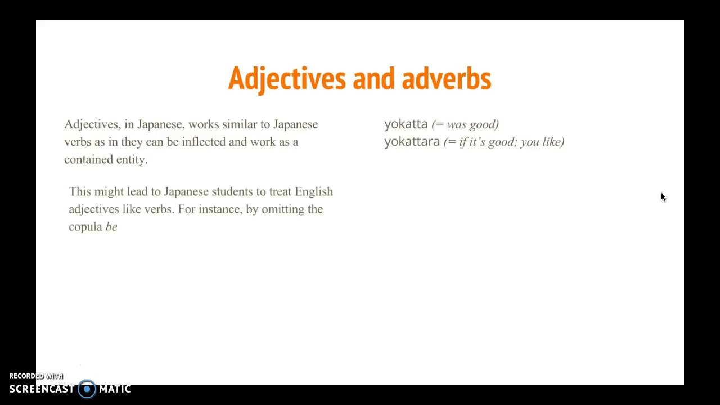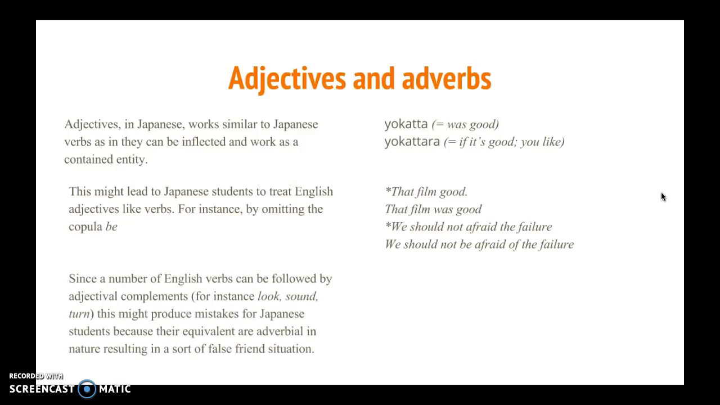This might lead Japanese students to treat English adjectives like verbs, for instance by, once again, omitting the copula be. That film good, instead of that film was good. We should not afraid the failure, instead of we should not be afraid of the failure.